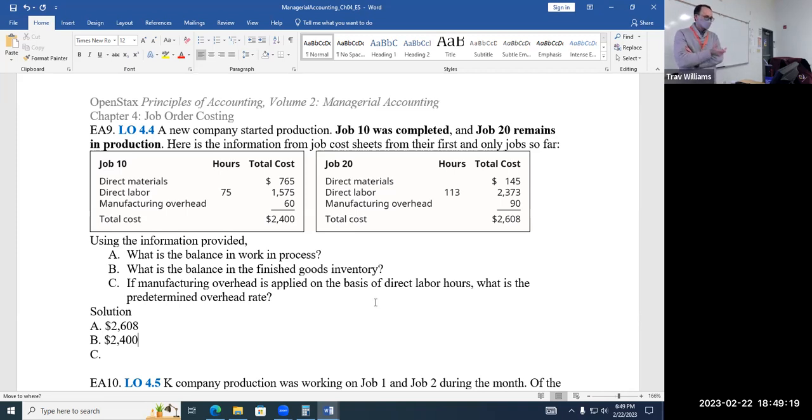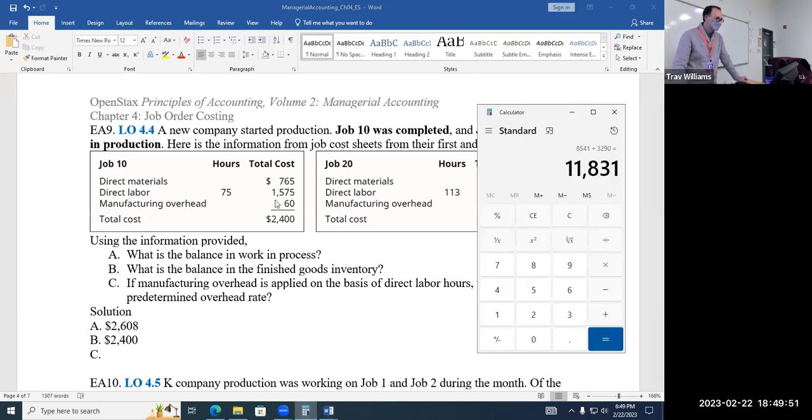Is it total cost divided by direct labor total cost? You're still close, but that's not quite it. We're trying to figure out the overhead allocation rate, right? Nan, you got it? The manufacturing overhead divided by what? Labor hours. Yes, correct. That'll do it. So let's take a look at that.